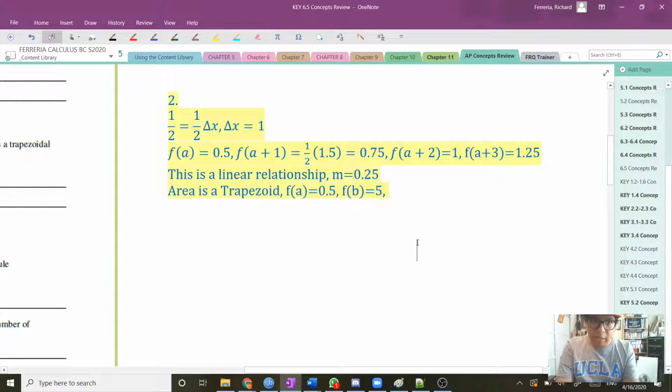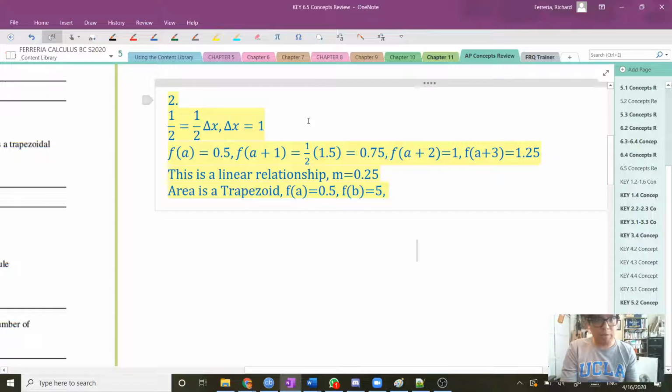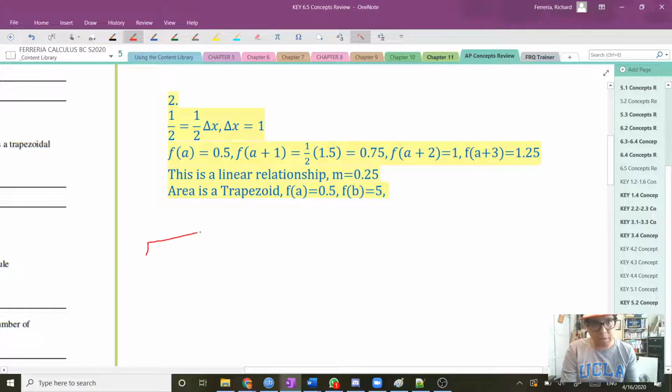And then if I take a look at the leftmost point and then the rightmost point, the leftmost point is 0.5 and the rightmost point is 5. So when you draw that out, you're looking at a trapezoid. Let's kind of draw that out for you. We're looking at a shape that's kind of like this. Okay, it's a trapezoid. The base on the left here is 0.5, and then the base on the right side here, that's 5. And now the real trick is, how long is this trapezoid? How long is it from A to B?